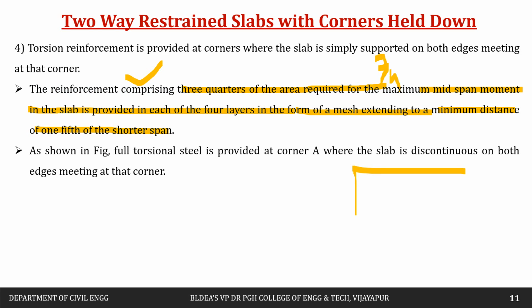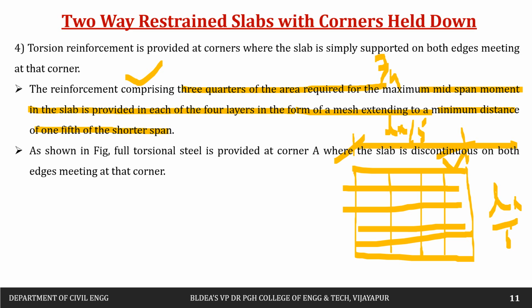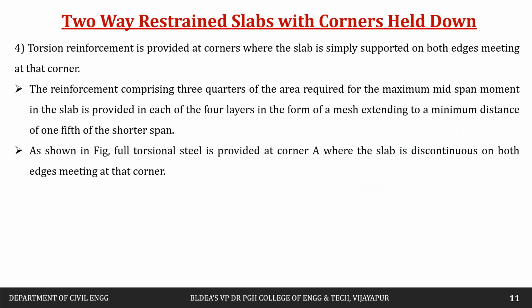So for example, when we provide this torsional reinforcement as a mesh, the area of this steel has to be 3/4 of the maximum mid-span moment steel. And up to what distance has it to be provided? It has to be provided to a minimum distance of 1/5 of the shorter span, that is Lx by 5. Here also Lx by 5. So up to this span we are going to provide the torsional reinforcement.